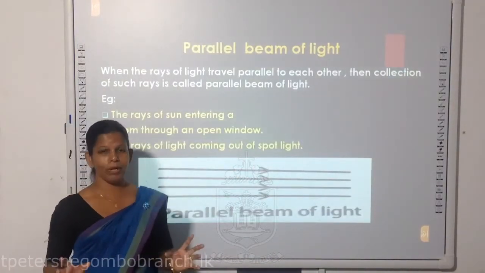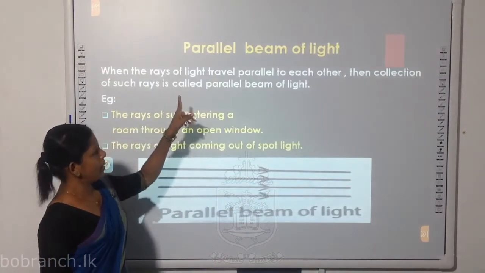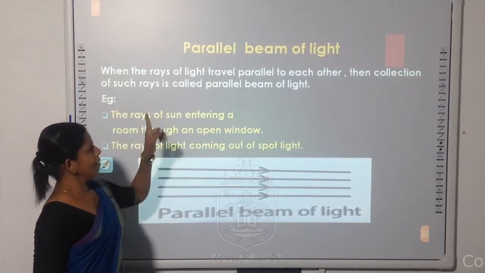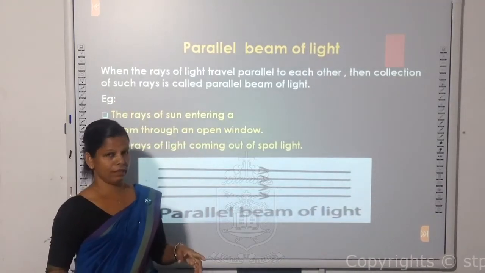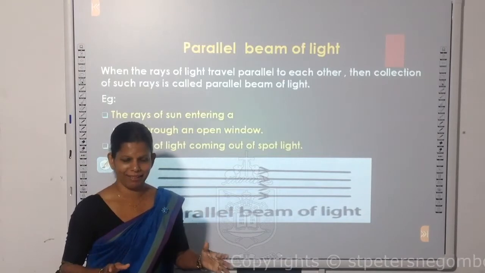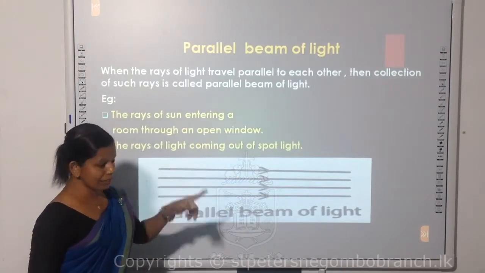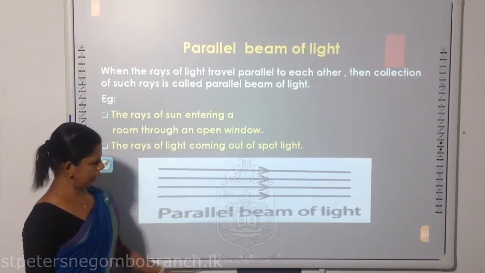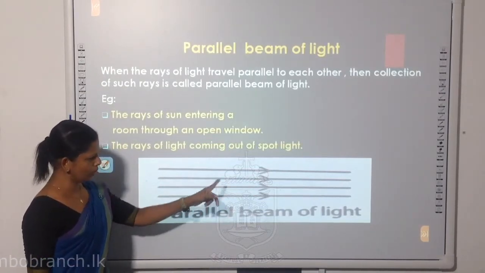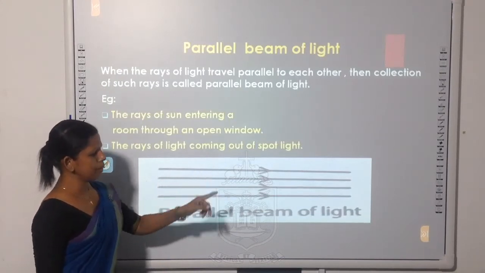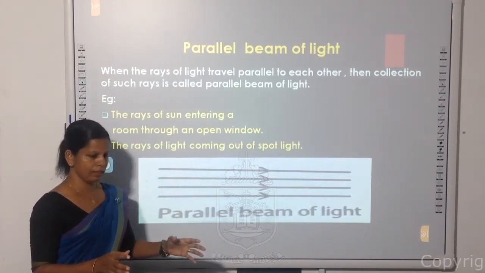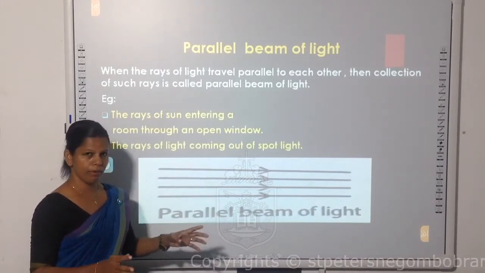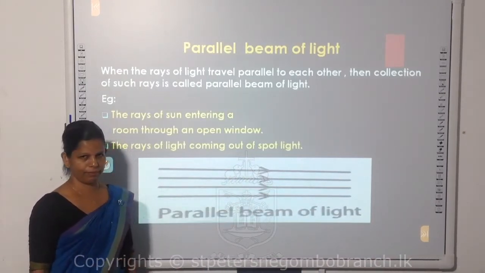First of all, I am going to talk about the parallel beam of light. When the rays of light travel parallel to each other, that collection we can name as a parallel beam of light. In this diagram, this picture, you can see a parallel beam of light, same as a light ray. To indicate the direction of a parallel beam of light, we can use arrowheads.